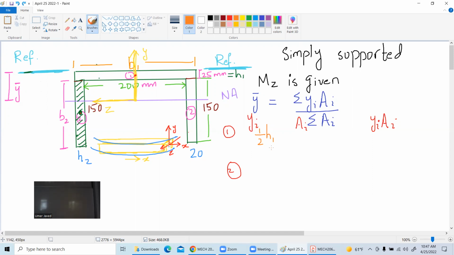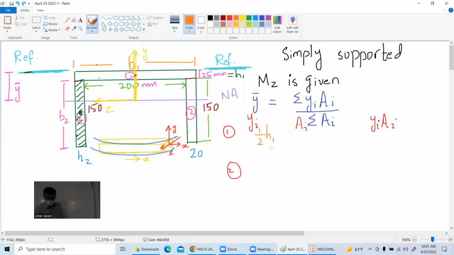Let me help you then. What is the yi for this rectangle? It will be 1 over 2 b2 plus that h1, which will take it to the reference line, the blue line.